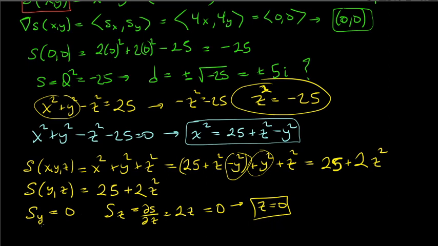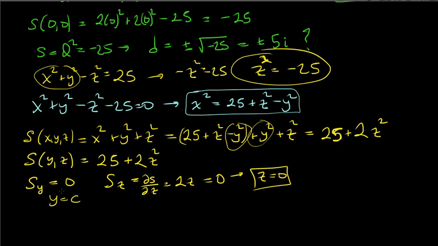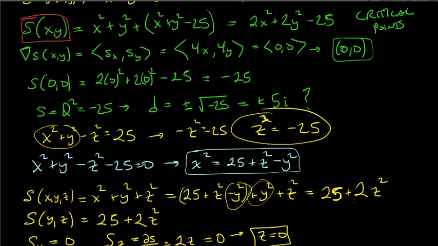Okay, so we never solve for y, but y can be any constant, right? Y can be anything. If the partial of s with respect to y is 0, the derivative is 0, that means y can be any constant. Which I know seems weird, but we'll come back to that. So, okay, z equals 0 is our critical point.